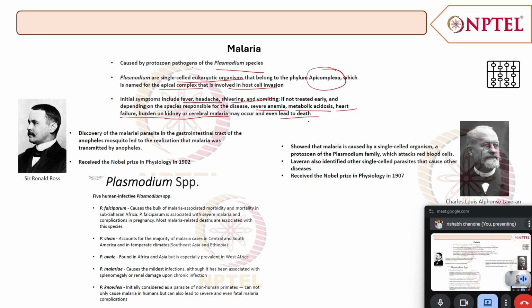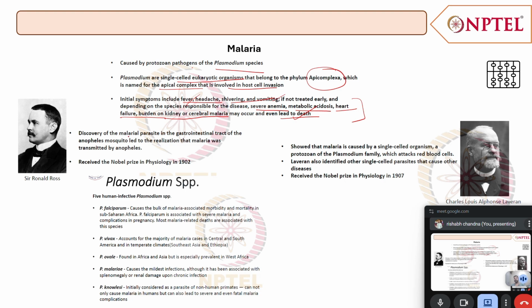So these are the common symptoms of malaria. The initial ones include severe fever, headache, shivering, vomiting, and if they are not treated, then there can be severe anemia, metabolic acidosis, heart failure, burden on kidney, and cerebral malaria, followed by death.